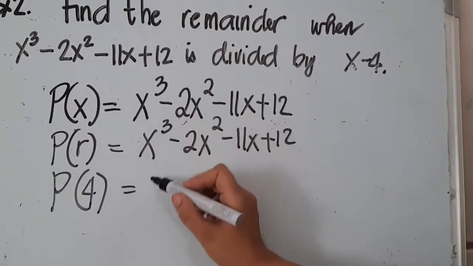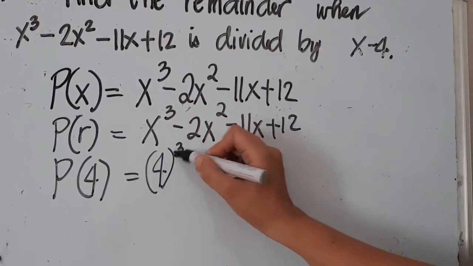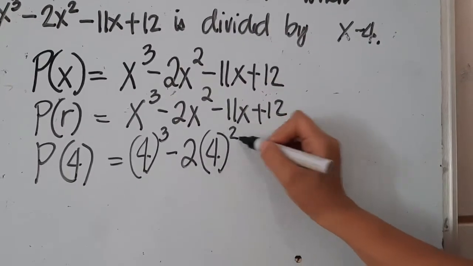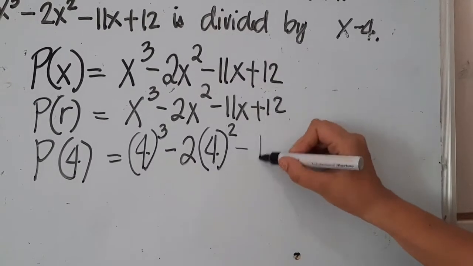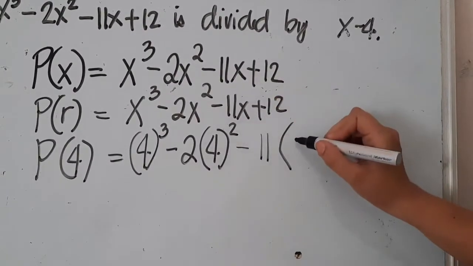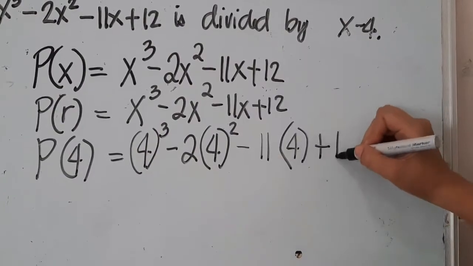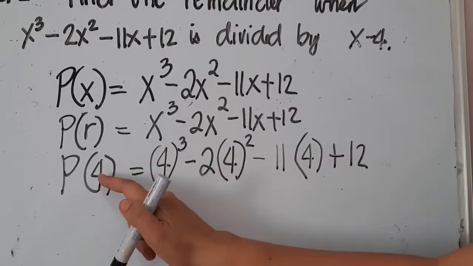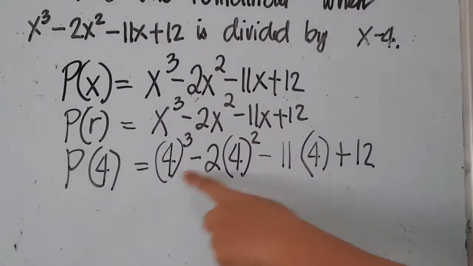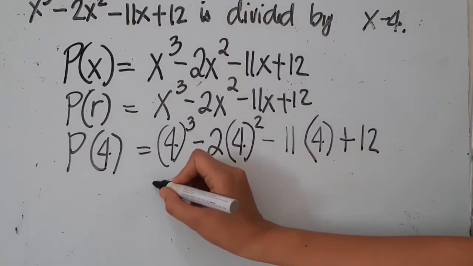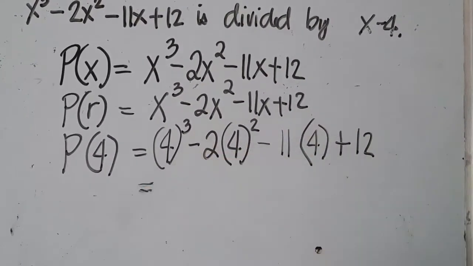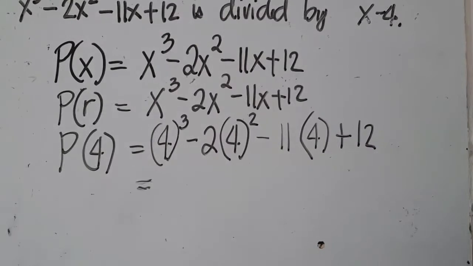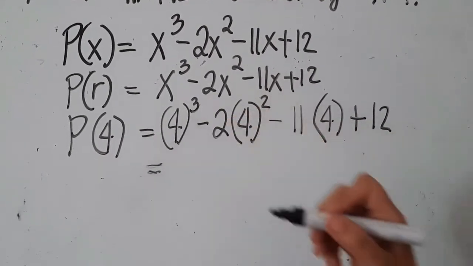So x cubed will become 4 cubed, minus 2, x squared will become 4 squared. Are you following? Minus 11 times x, x will become 4, plus 12. That's how we do it. We just substitute the value of r, which is 4. After the substitution, we will be simplifying according to PEMDAS. So we simplify those inside the parentheses, exponents, and then that's the time we can multiply. So this is 4 cubed, we have to simplify.